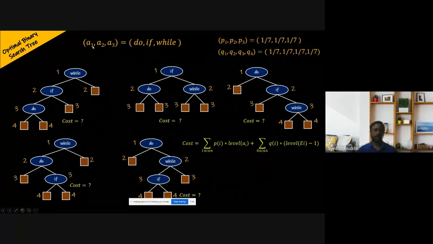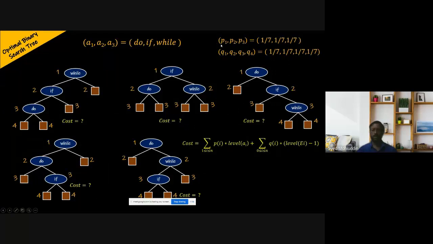That is, the nodes are considered as A1, A2, A3, 3 nodes, and their probabilities are P1, P2, P3, that is 1 by 7, 1 by 7, 1 by 7. And the probability for unsuccessful search is Q. We need 4, because for 3 nodes we need 4 external nodes. So the probability of each external node is given as 1 by 7, 1 by 7, 1 by 7.